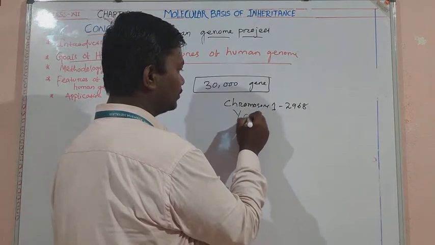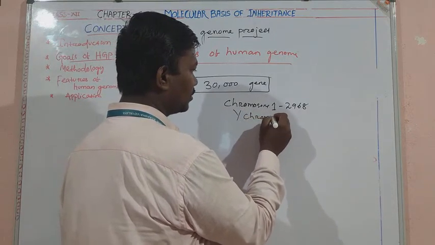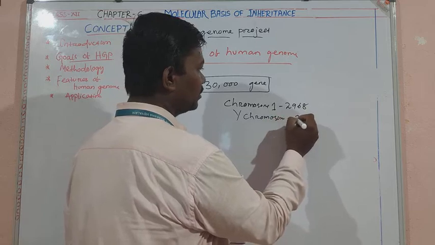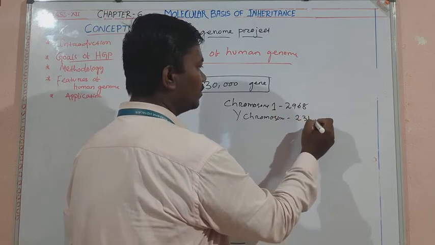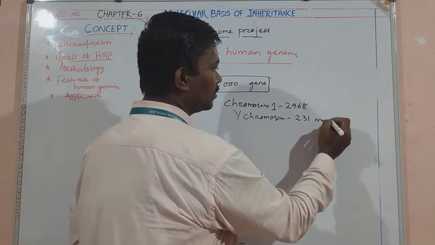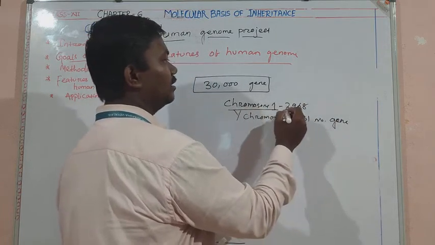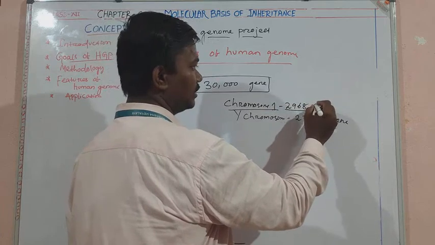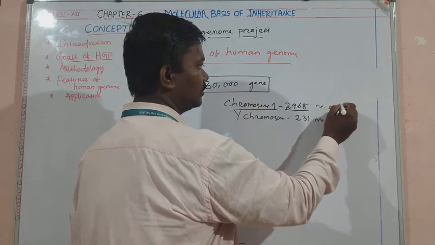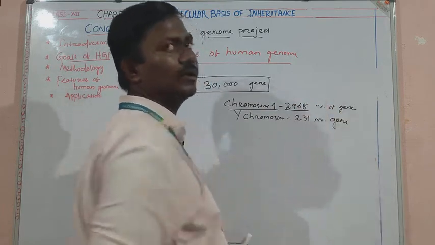In the Y chromosome there are 231 genes, and in chromosome 1, 2968 genes are present.